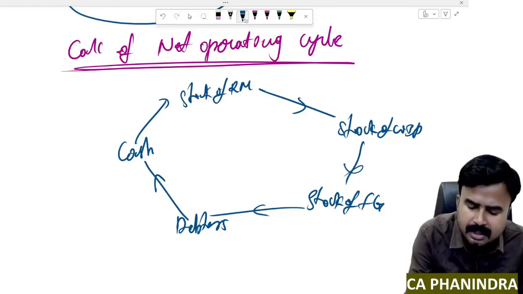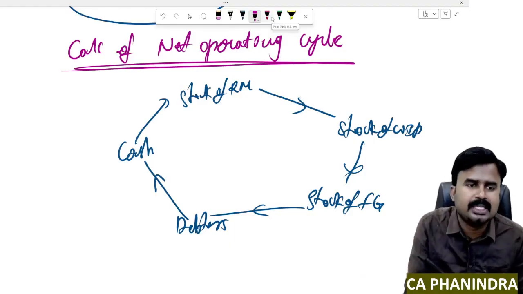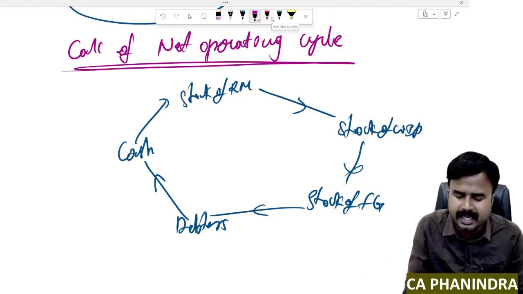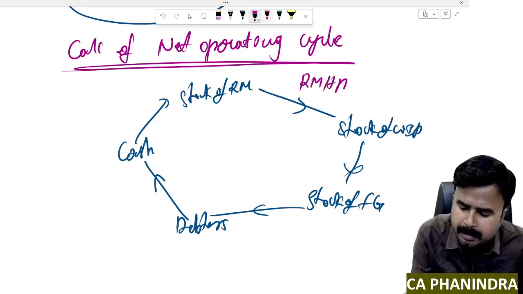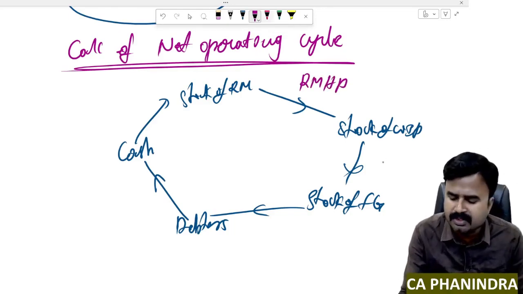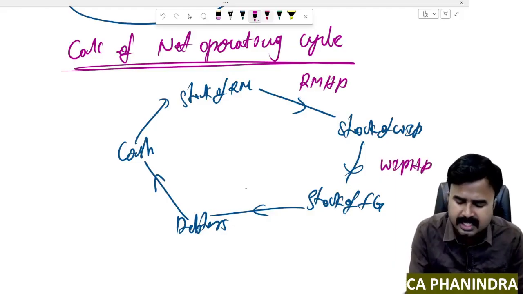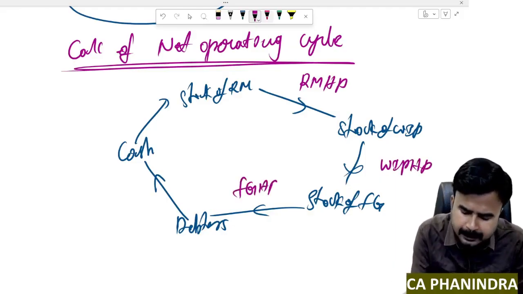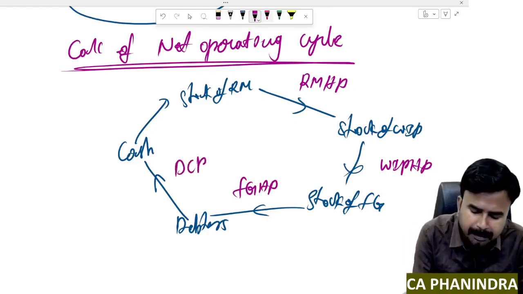So the question is, if you look at this cycle, this is known as the operating cycle. You are holding the raw material for a certain period. This is the raw material holding period. You're holding the work in progress for a certain period. That is the work in progress holding period. You're holding the finished goods for a certain period. That is the finished goods holding period. And you're also holding the debtors for a certain period. That is the debtors collection period.